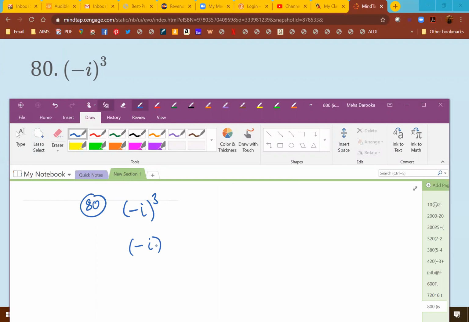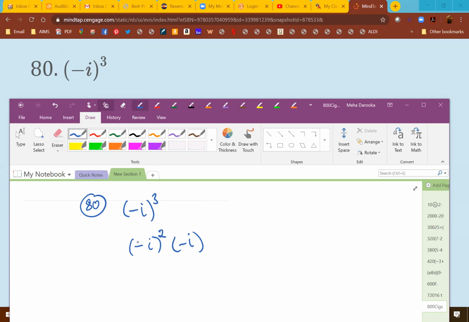Why don't you try simplifying it and see what you get? So you're kind of on the right track. You want to separate that third power into the second power and the first power. So what will happen when you do negative i raised to the second power? It just becomes -1. Okay, so let's think about this.